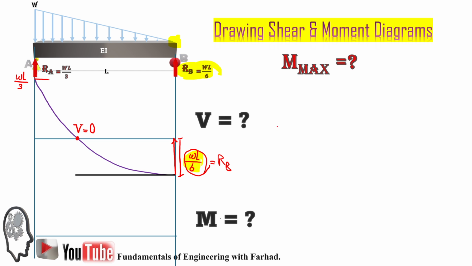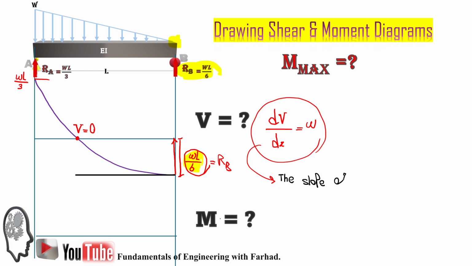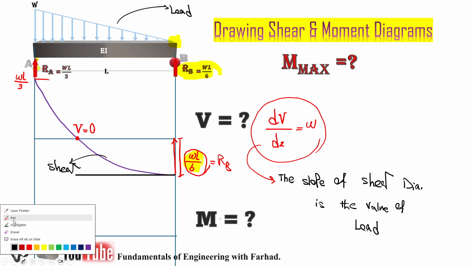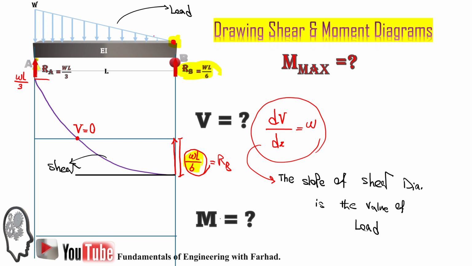And if you remember from statics, dV over dx is equal to W. If you remember this mathematical formula, now we want an interpretation of the geometry of our problem. It simply says the slope of the shear diagram is equal to the value of the load. So if this is the load, and this is the shear diagram, you can easily see there is no loading here, and the amount of loading from B to A is in an increasing format.